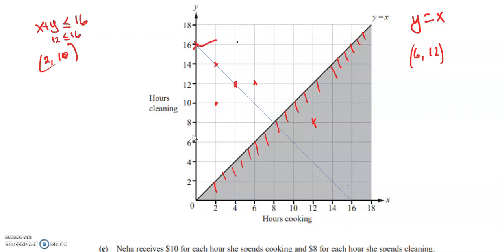So you easily now shade the unwanted region, even without further testing. Okay, so that one becomes the unwanted region.